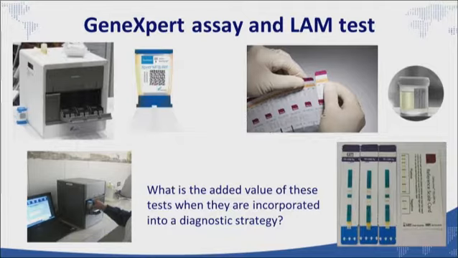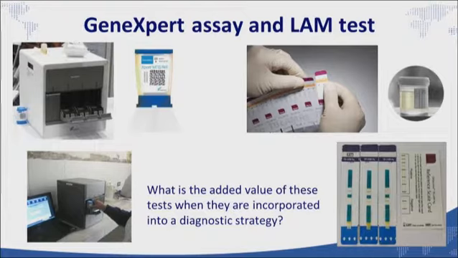On the left side of the slide, up there, you can see the Xpert instrument. It uses a cartridge that you can see in the middle of the slide. So usually you use a sputum sample. You prepare the sputum and you put it in the cartridge, and then you insert the cartridge in the machine. You can see it down on the left side of the slide, and you get the results in 2 hours through a computer.